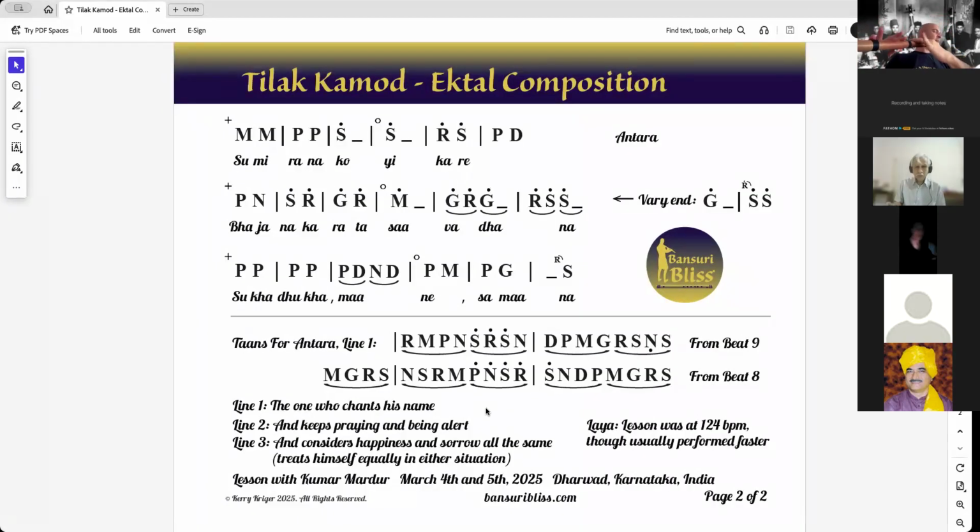Re, sa, pa, da. Sorry, I was playing the end of the line incorrectly. Re, sa, ni, sa. That's what I was doing right there. Re, sa, ni, sa. Re, sa, ni, sa. Ga, re, ga, sa, re, pa, ni, da.